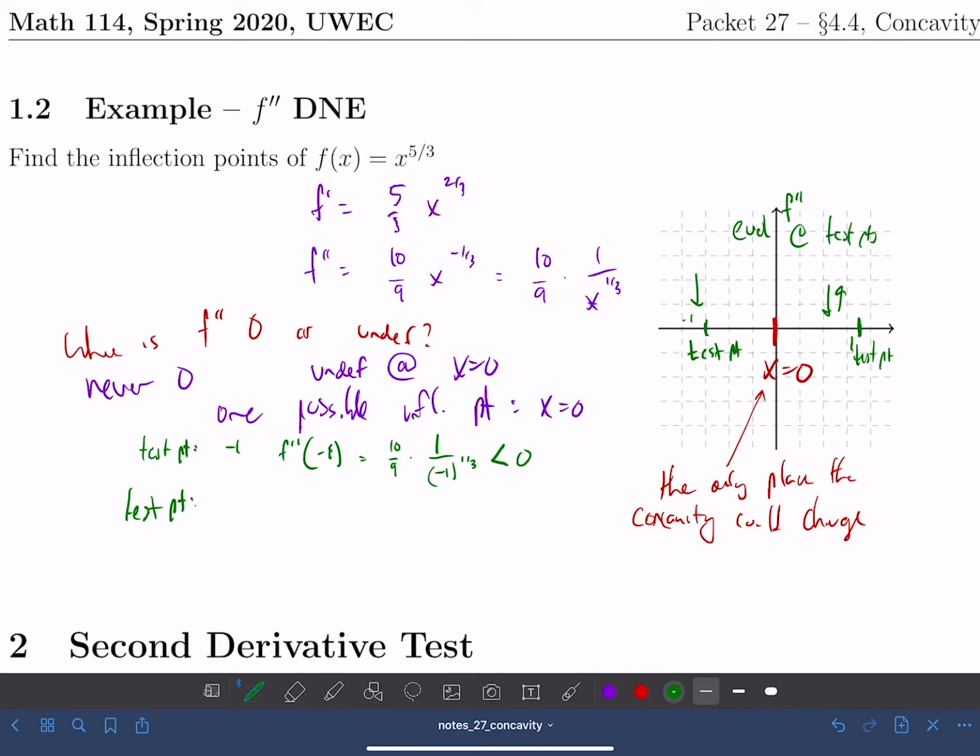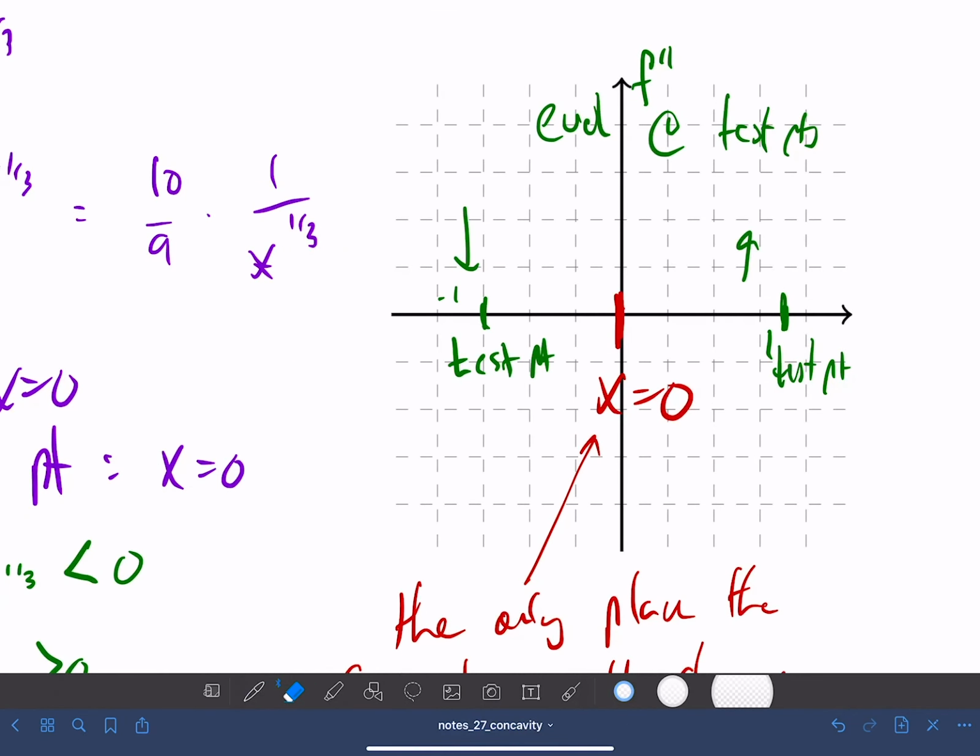And then if I go to the right, let's take our test point as equal to +1. F double prime of +1 is equal to 10/9 times 1 over 1 to the 1/3. That's bigger than 0, which means that over to the right over here, I know that my function is concave up just by evaluating f double prime at that test point. No need to plot, just use a convenient point to do that for you.